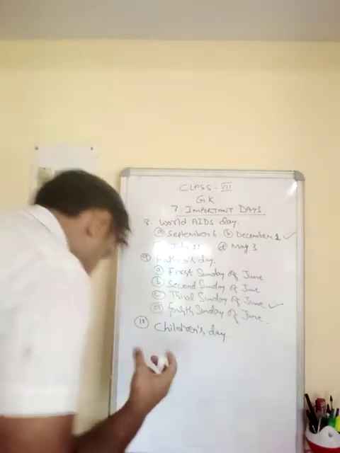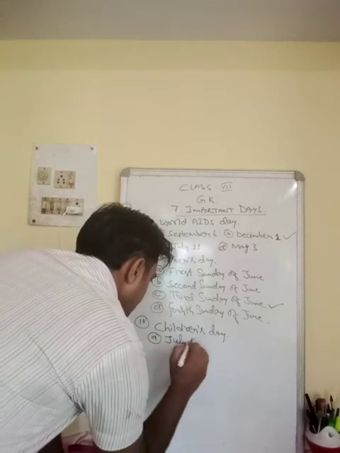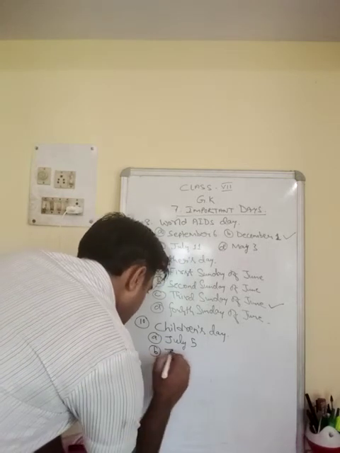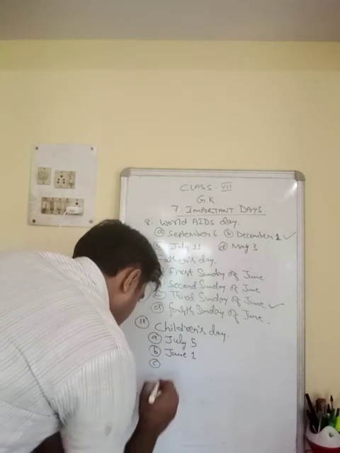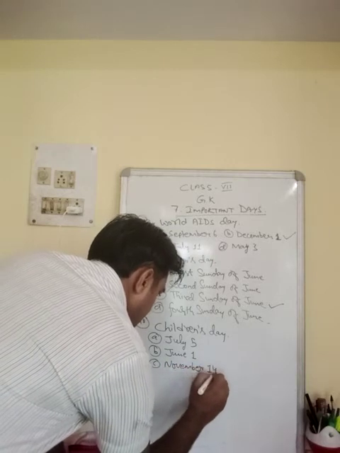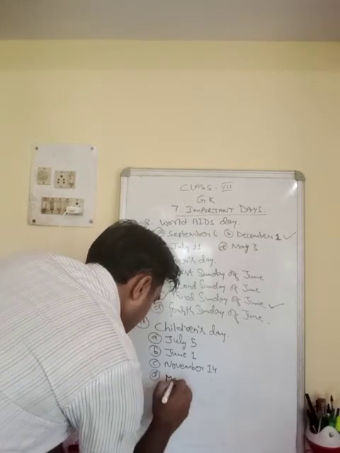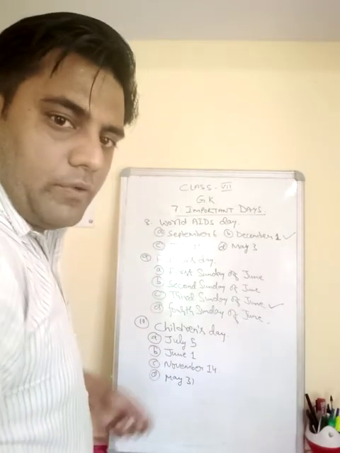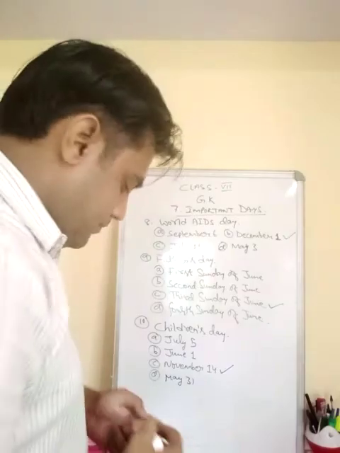So the options for Children's Day are July 5, June 1, November 14, and May 31. This one, we don't even have to go through the options. We know very well that Children's Day is celebrated on November 14th.